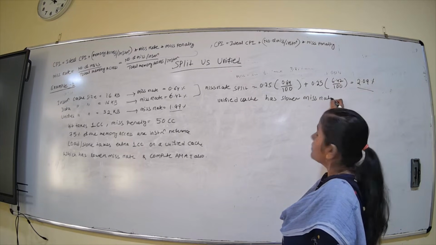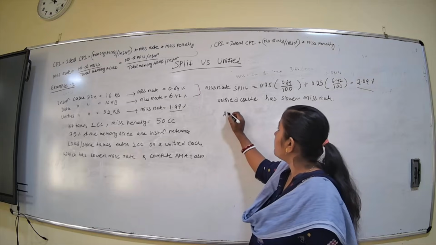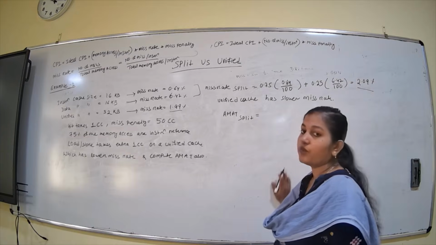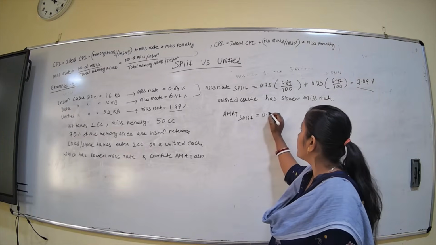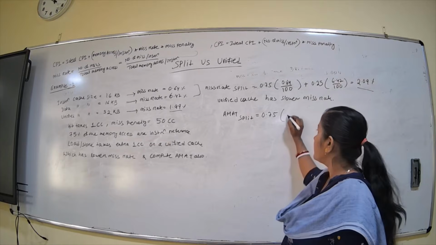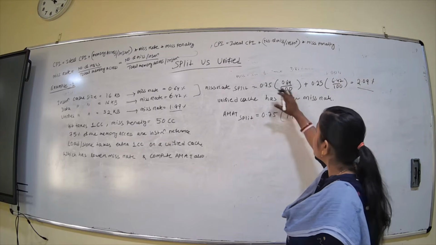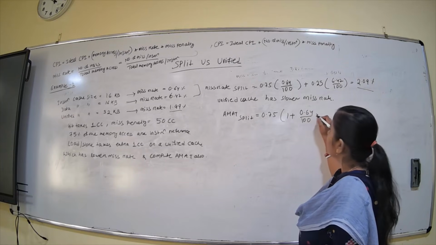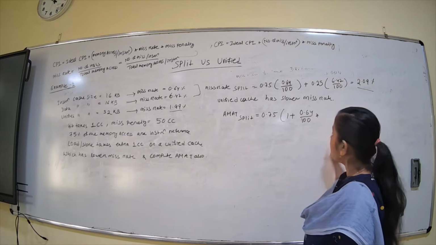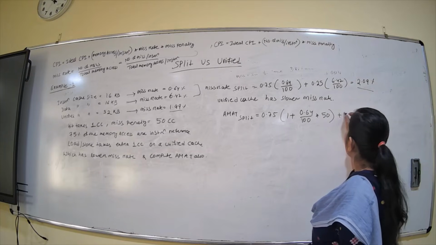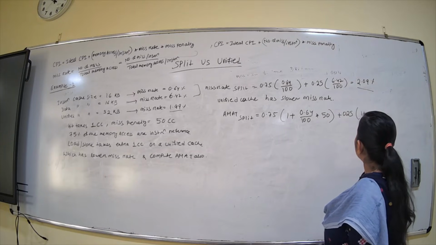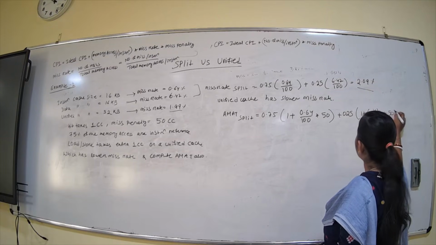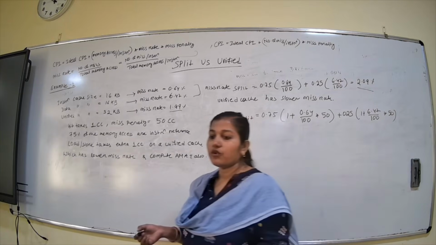Now we will calculate what? AMT. So AMT for which case? Split. For the split, the percentage of instruction is 0.75, hit time 1, plus miss rate for the instruction 0.64 by 100 times miss penalty 50, plus percentage of data, 0.25, times (1 plus 6.47 by 100 times 50). This is your average memory access time for the split case.